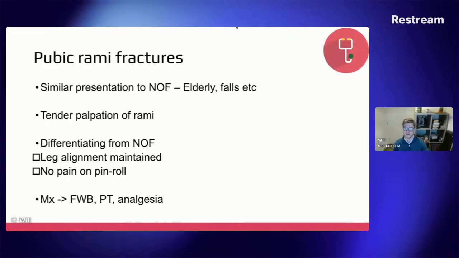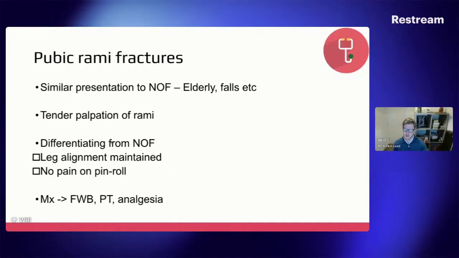So moving on now to something a little bit different, which is pubic rami fractures. The reason we're covering this is they can present in quite a similar group of people to neck of femur fractures. With pubic rami fractures, you're looking at elderly patients, often who've had a fall from standing height. These are patients that are postmenopausal in female, osteoporosis, and frail. The difference in the clinical presentation is that instead of pain on palpation of the hip joint, which, as we said, is in the groin, there's more tenderness over whichever of the pubic rami is fractured, and that is felt more medially than a neck of femur fracture.